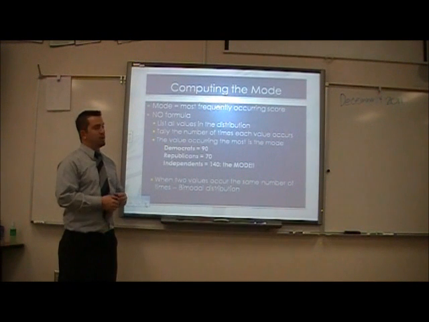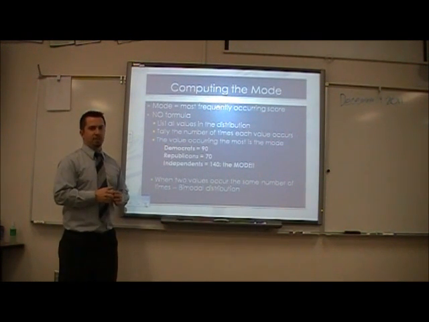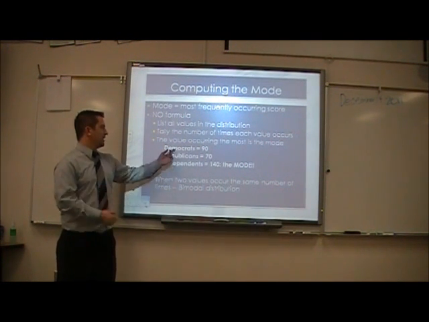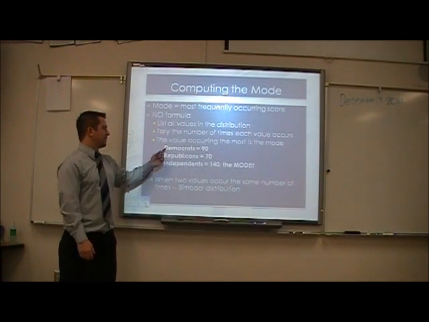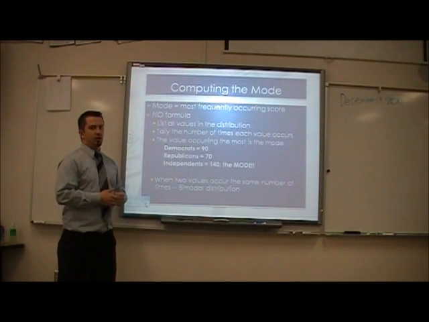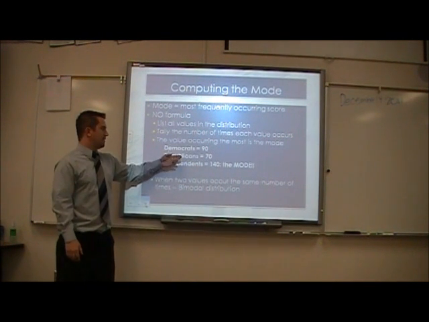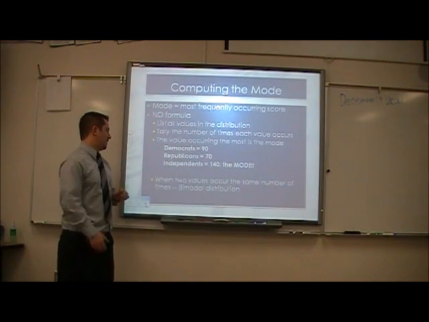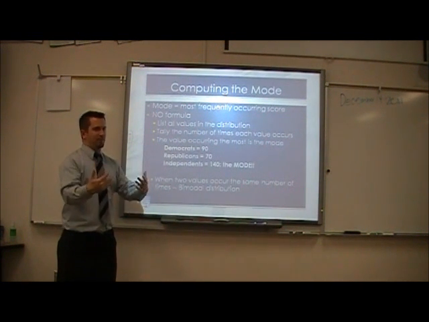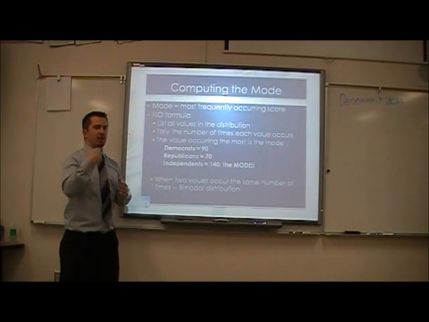All right, comparing the mode, you're just going to figure out which one shows up the most frequently. Example here, we had a survey of Democrats, Republicans, and Independents. You notice that there's 140 independents. That's the mode because that's the most. 90 Democrats, 70 Republicans. So it's just what shows up the most often, and that's how we get the mode.